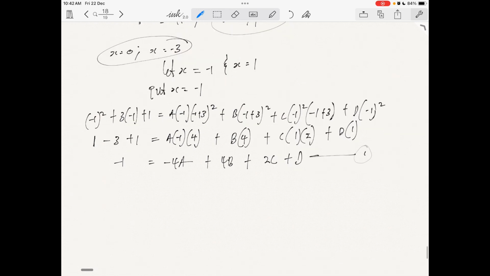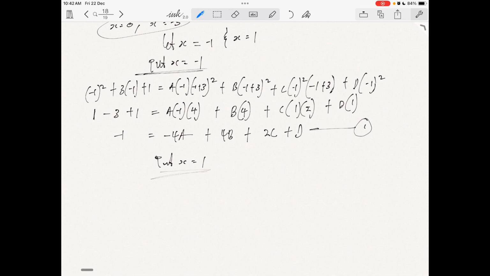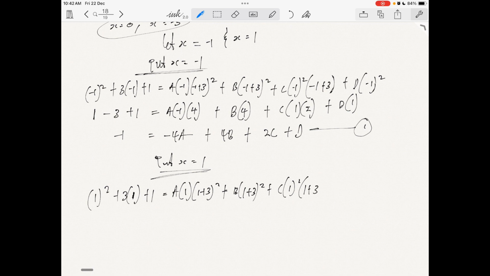Instead of putting minus 1 as we have done before, let's put x equal to 1. Now you might decide to use minus 2 and also plus 2, as the case may be. So let's put x equal to 1. So 1 squared plus 3 into 1 plus 1 is equal to a into 1 plus 3 squared plus b into 1 plus 3 squared plus c into 1 squared times 1 plus 3, and plus d into 1 squared.